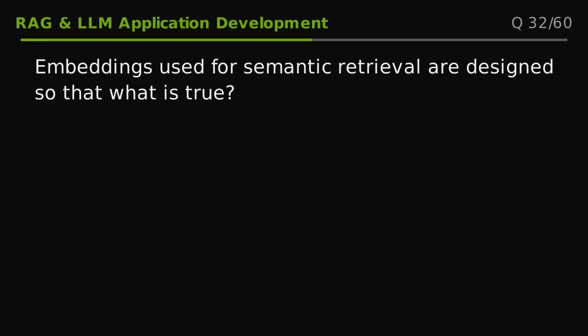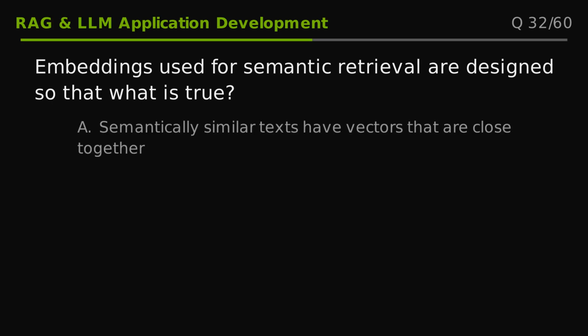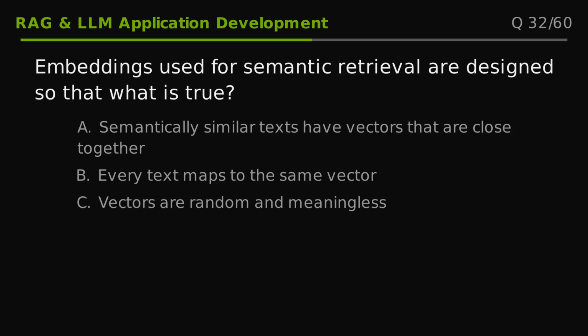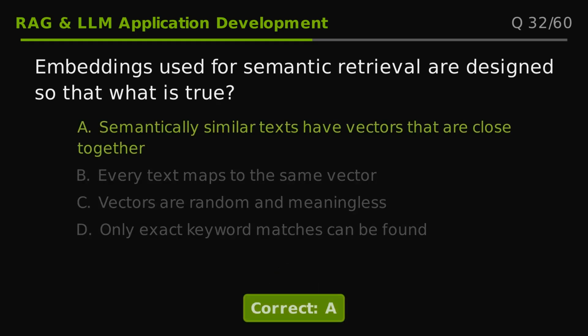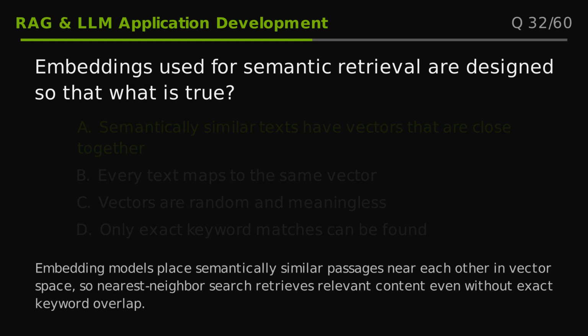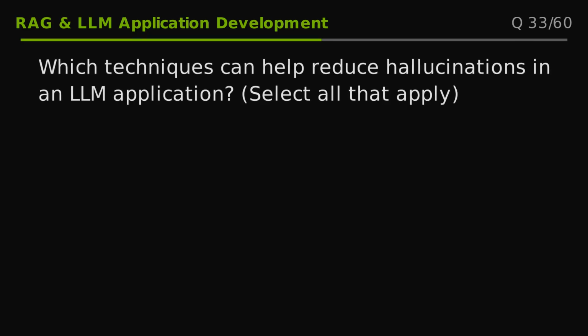Question 32. Embeddings used for semantic retrieval are designed so that what is true? Option A, semantically similar texts have vectors that are close together. Option B, every text maps to the same vector. Option C, vectors are random and meaningless. Option D, only exact keyword matches can be found. The correct answer is A. Embedding models place semantically similar passages near each other in vector space, so nearest neighbor search retrieves relevant content even without exact keyword overlap.